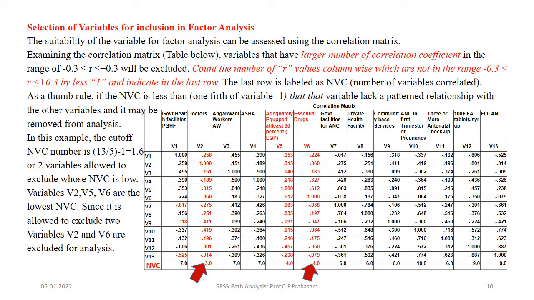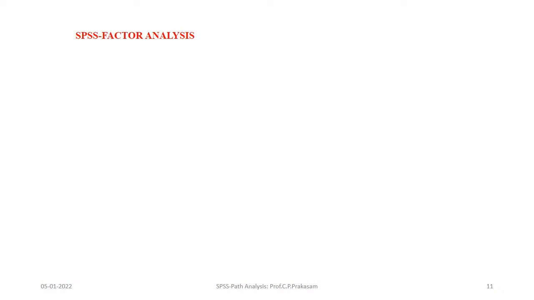Therefore, since it is allowed to exclude only 2 variables, initially we will try to delete V2 and V6 and carry on with the factor analysis. Therefore, out of 13 variables, on the basis of the correlation matrix, we have decided to select only 11 variables suitable for the factor analysis. Then coming back to calculate by using the SPSS.